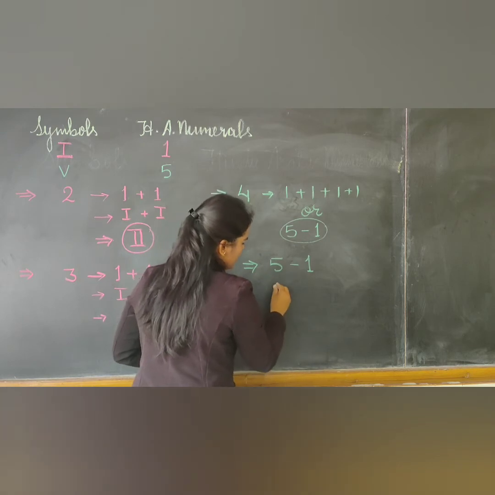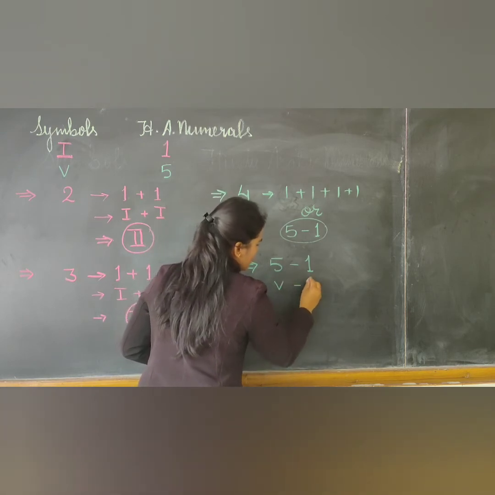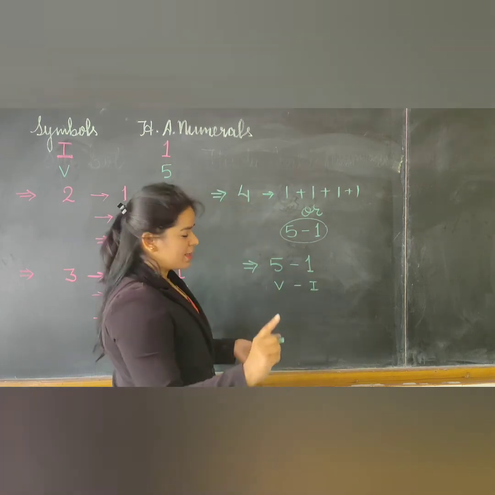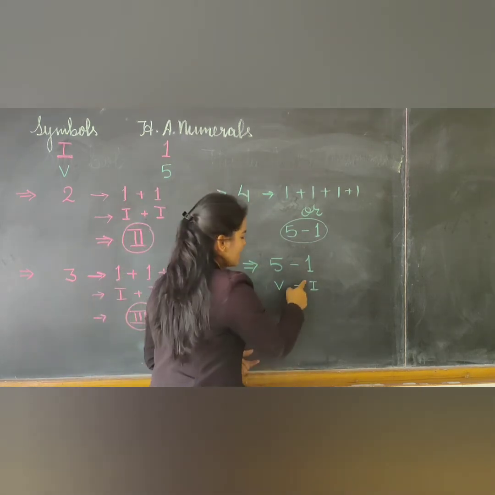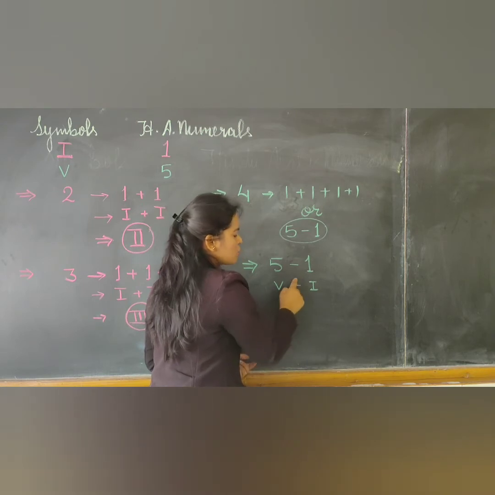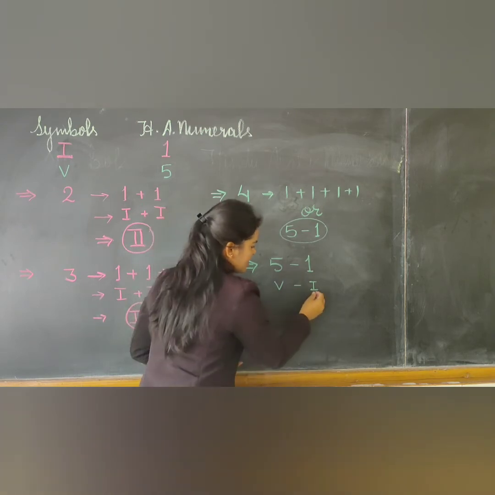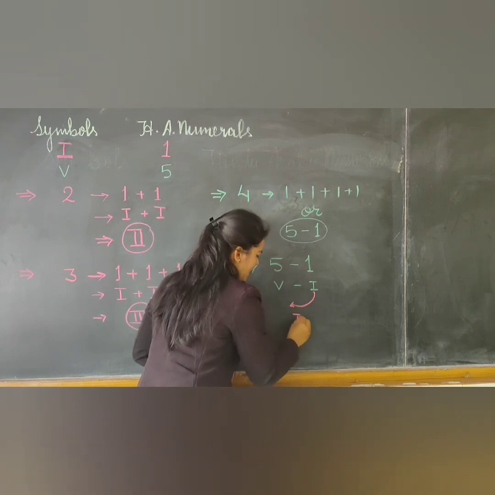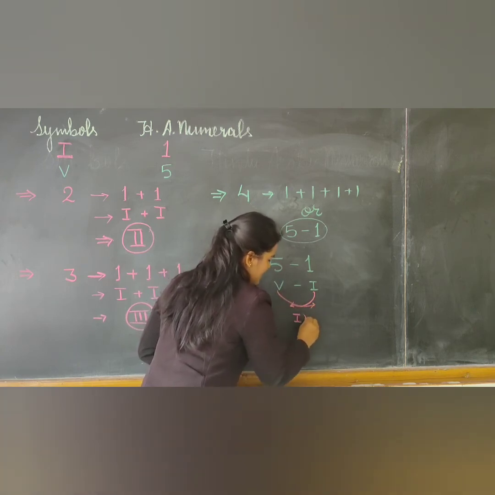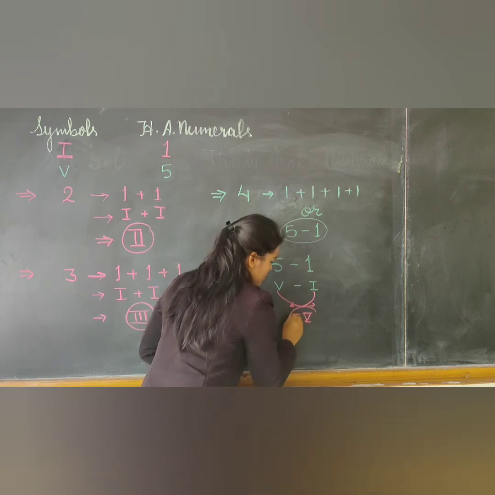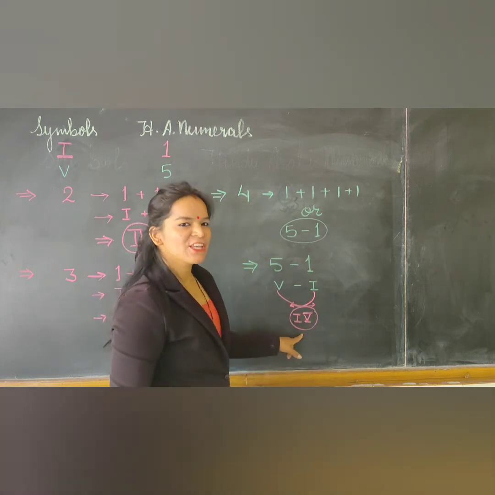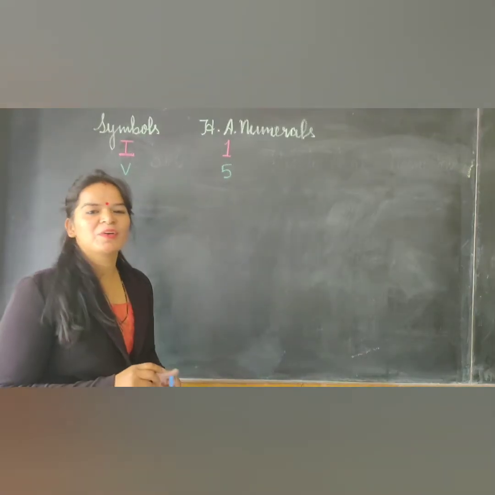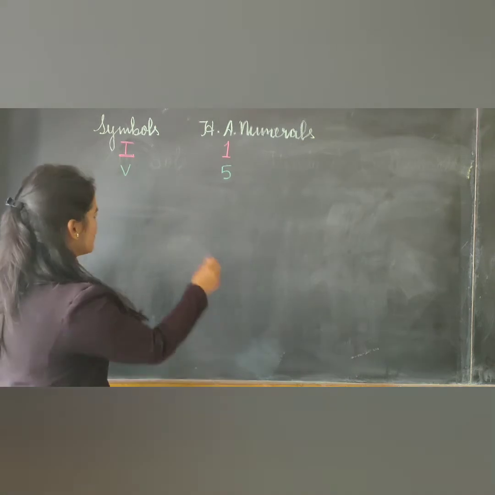Now for 5 we use V and for 1 we use I. Now remember one thing: when we have a minus sign, how do we finally write it in Roman numerals? We write the last one at first and the first one at last. So IV is 4 in Roman numerals. Now next is number 6.